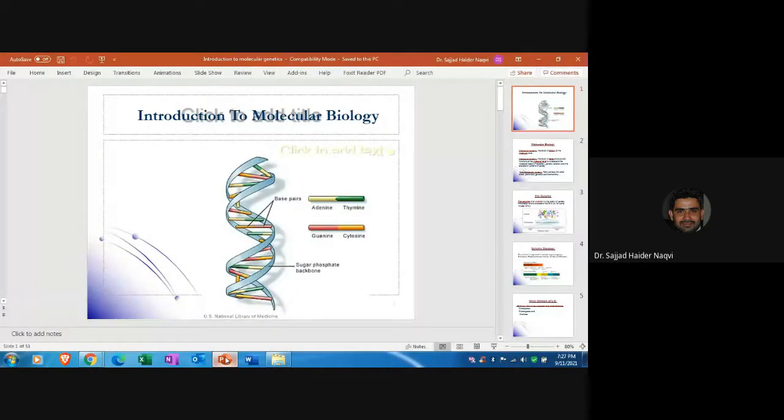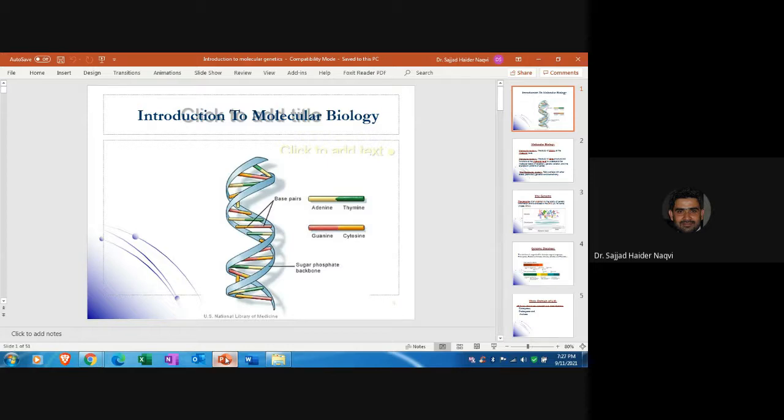Hopefully the screen is in front of you guys. So the topic that we are going to discuss today is introduction to molecular biology, or introduction to molecular genetics. As I told you guys, in this 412 we'll be discussing some information regarding the nucleic acid molecules, which are DNA and RNA, and some of the basic processes involved with the multiplication of the DNA and how the genetic information is replicated and so on and so forth.